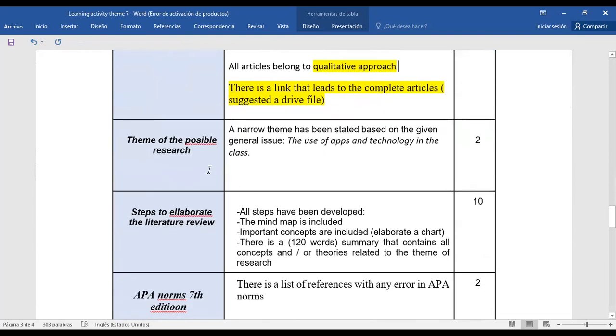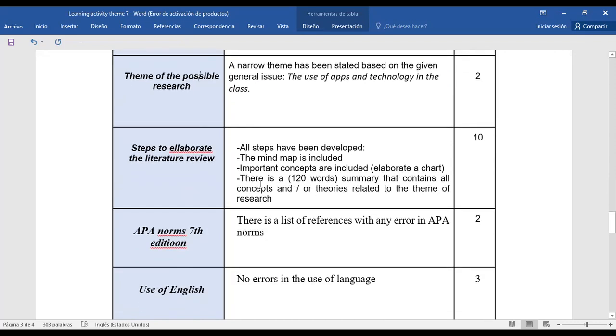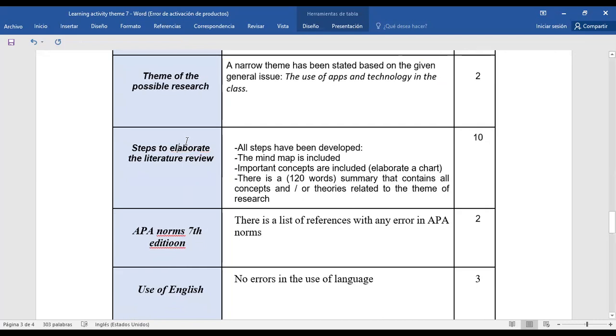The theme of the possible research. A narrow theme has been stated based on the given general issue. That is the issue, and you need to write a theme with a specific issue, technology, context, and narrow it, okay? 2 points for that. The steps to elaborate the literature review. All the steps have been developed, okay?